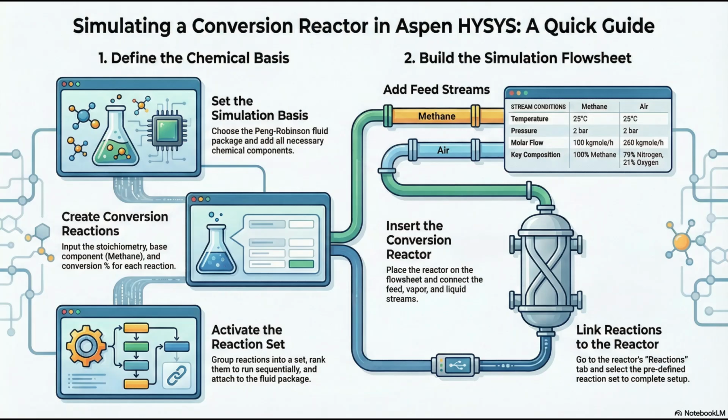In this simulation, methane and air come together at the start of a powerful reaction story. We define the chemistry, build the flow sheet, and create the conversion steps that drive the transformation. As the reactor is placed and the reactions are linked, Aspen HYSYS brings the process to life, revealing how simple feeds ignite into a fully simulated chemical conversion.